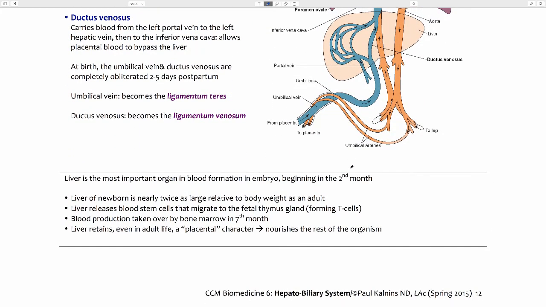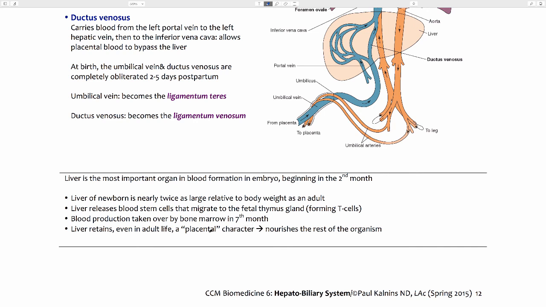The liver is the most important organ in blood formation in the embryo, beginning in the 2nd month. So blood cells are made in the liver in the embryo. And the liver of the newborn is about twice the size of an adult liver in terms of relationship to body weight. The liver releases blood stem cells. They migrate to the fetus, and this helps form the T cells. But by the 7th month, the bone marrow essentially takes over blood production. So RBCs are not made in the liver. Blood is not made in the liver after the 7th month of embryonic development.